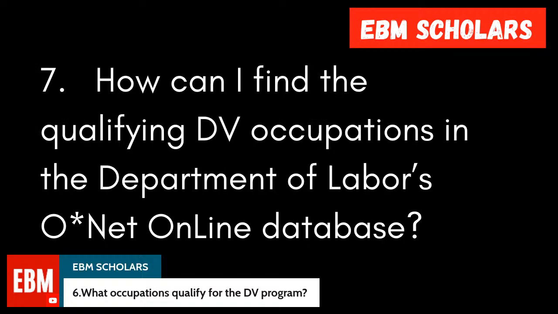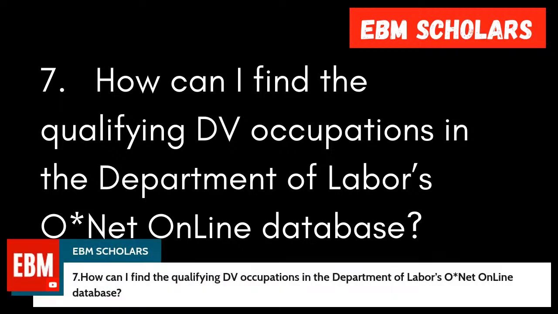Let's go to another question. Question number 7. How can I find the qualifying diversity visa occupations in the Department of Labor's O*NET Online database? How do you do that? Because I said, you must find out what occupations qualify. That's if you know what occupations. Now, how can you find it?